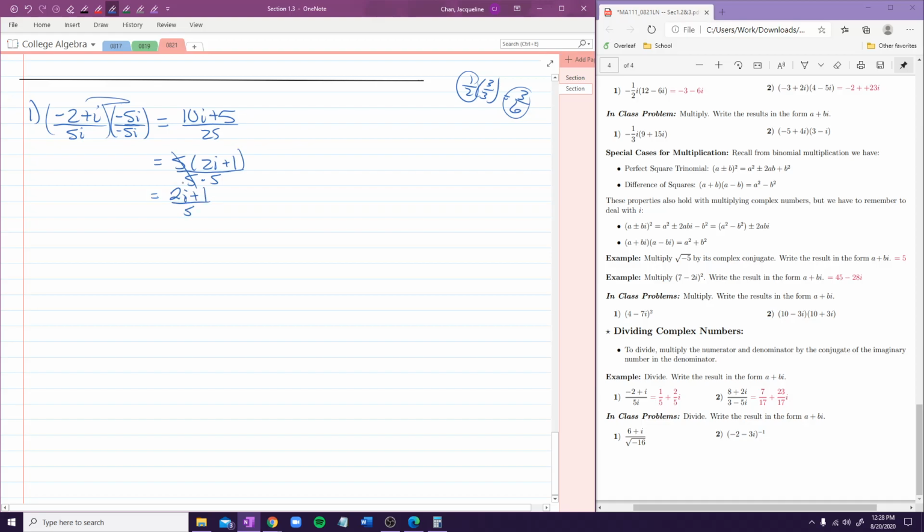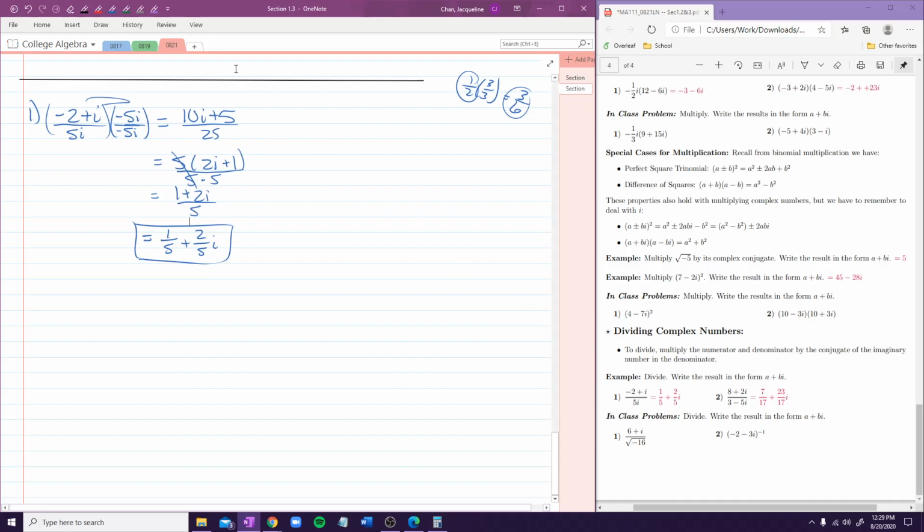Right? But keep in mind, what do we want? We want it in the form of a plus bi. So this could be 1 over 5 plus 2 over 5i. Okay? Up here, you could have totally rewritten it as 1 plus 2i over 5.